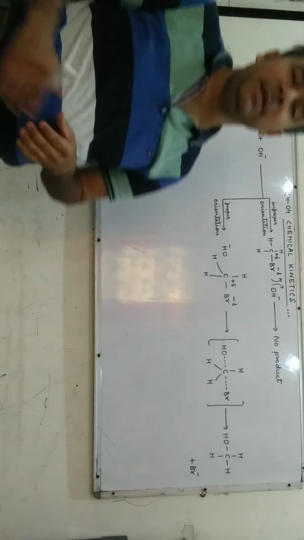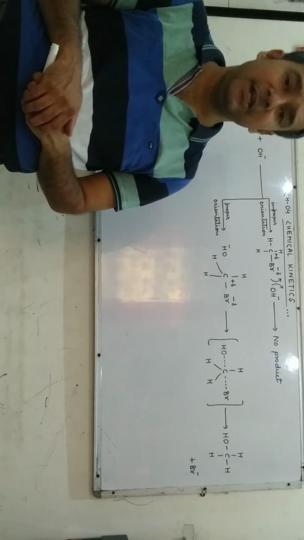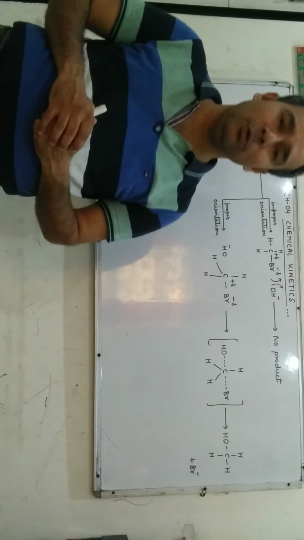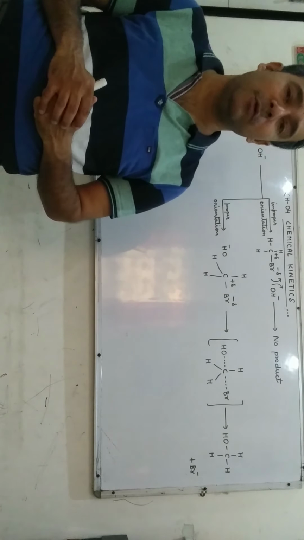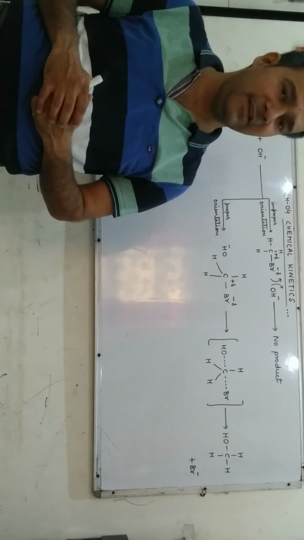Now two questions may arise. Why are reactions of higher order less in number? Student, chemical reaction takes place due to collision of molecules. The chance of colliding a large number of molecules simultaneously is rare. Therefore, reactions of higher order are less in number.